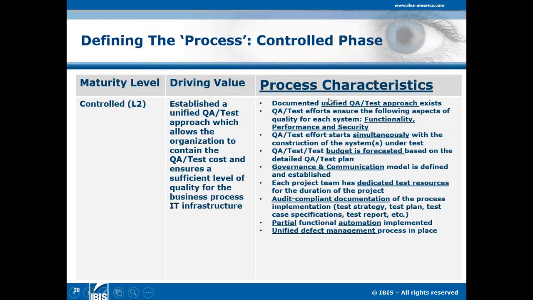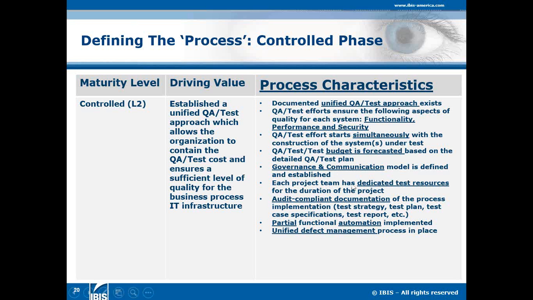Characteristics for the controlled. We'll see a little bit more maturity as we move forward. We have a unified QA test approach that includes functionality, performance, and security. Our test efforts start simultaneous with the construction of the system under test. We have a budget forecasted for how many resources, the duration, the activities, the partners that we need to leverage to help us complete the types of testing we're going to do are defined.